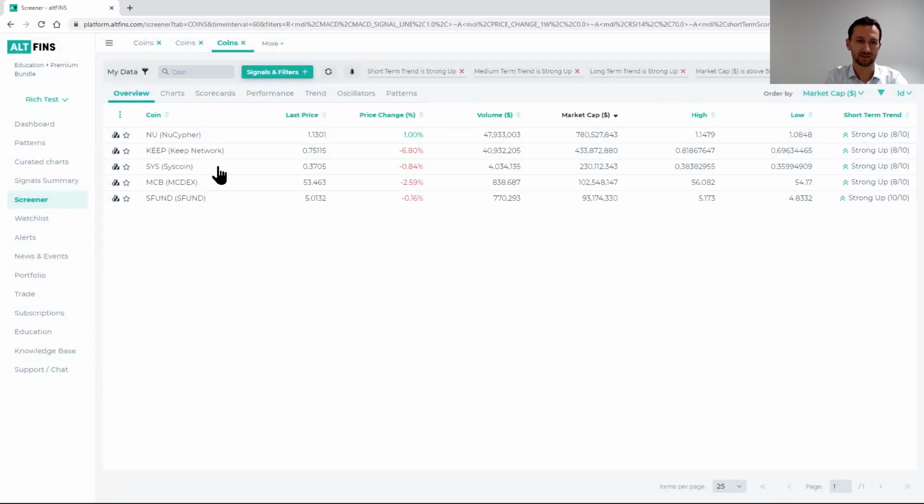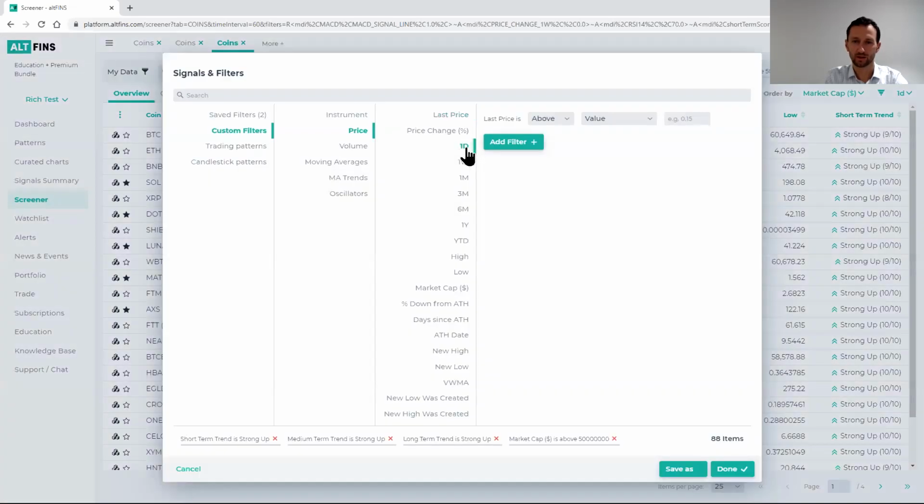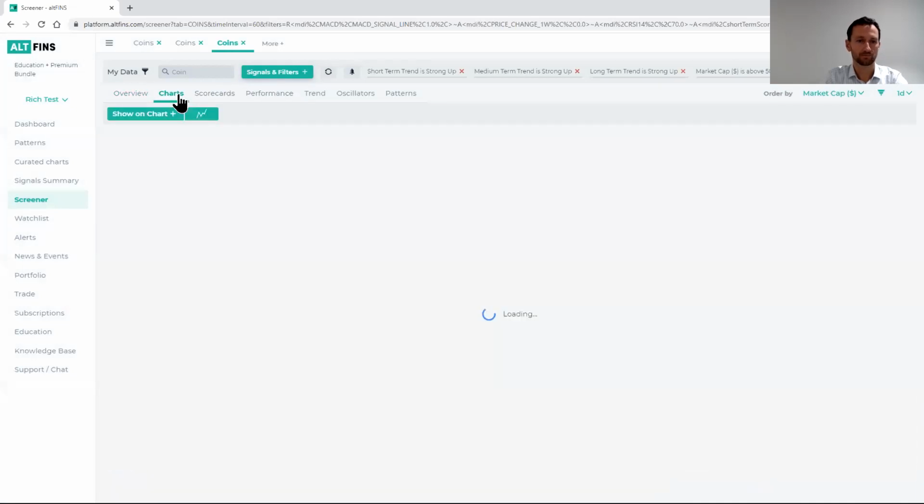Maybe they'll be the same ones. Oh, well, some of these are actually the same that I had in the prior screen, right? New Cipher, Keep Network was there, Syscoin as well, S Fund. Anyway, here is another way. In this case, it didn't really produce a ton of different results. We can go back and adjust that again to just a one-day performance below minus 5% and see what is in the goodie bag here.